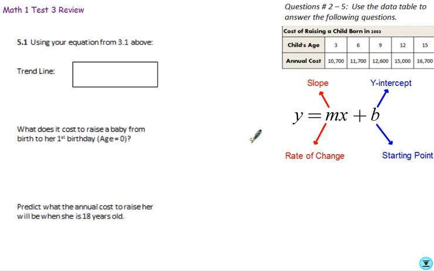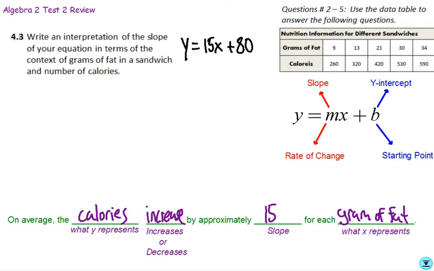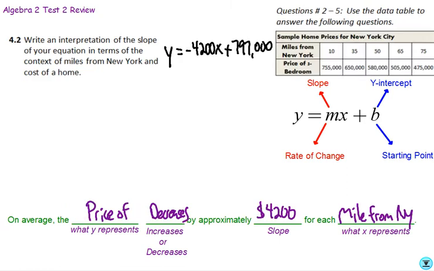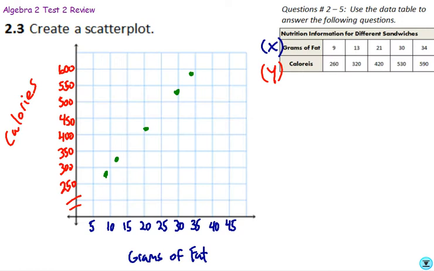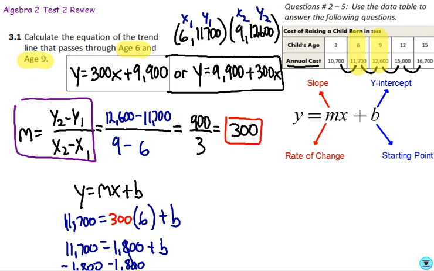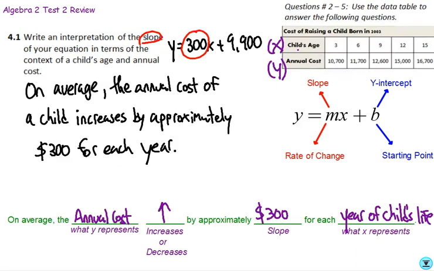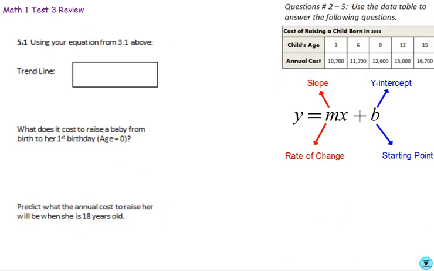Alright, so number 5 wants us to use the equation that we came up with on number 3 to answer some questions. So I'm just going to go back real quick. Let's see what my equation was. So it was 300x plus 9900. So we'll do 300x plus 9900. So y equals 300x plus 9,900.